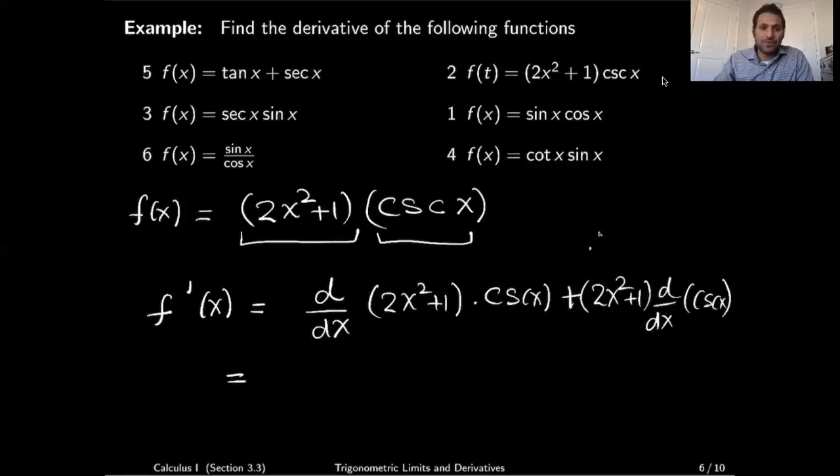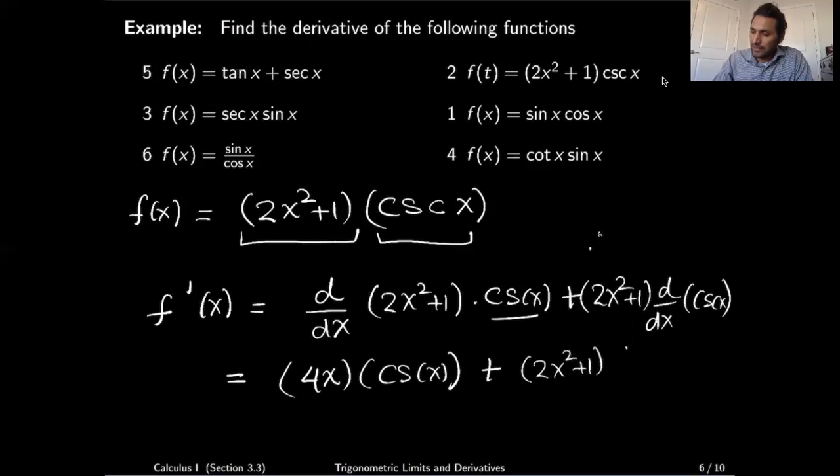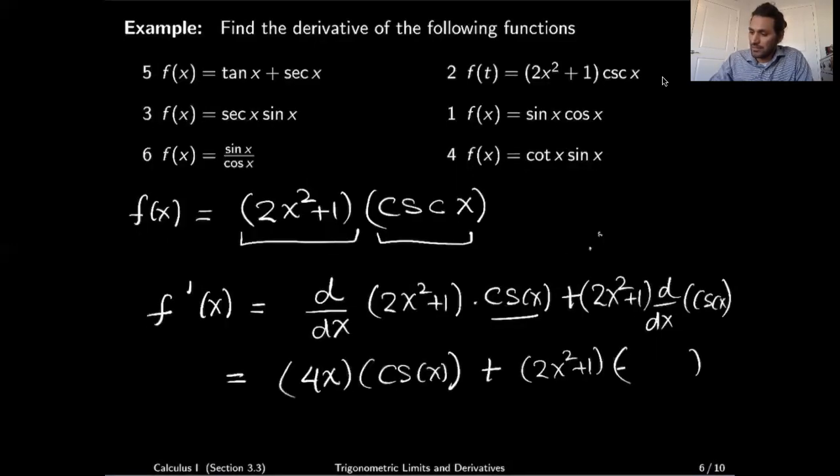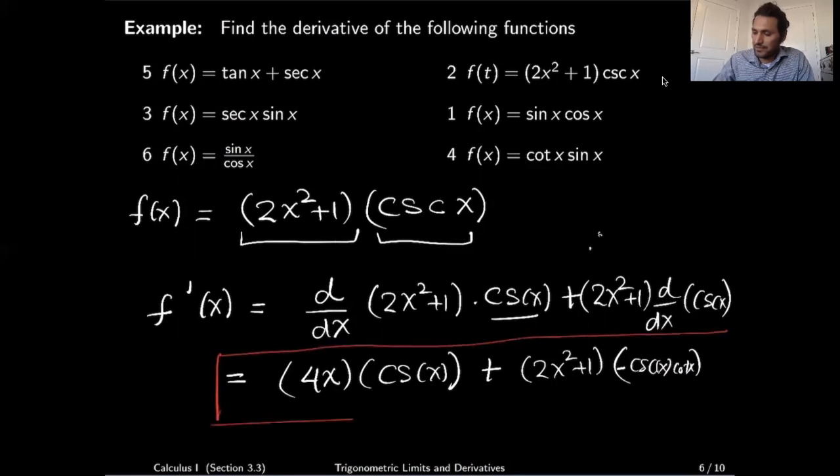So derivative of 2x squared plus 1 is 4x, and cosecant of x as it is, and then 2x squared plus 1 as it is, and derivative of cosecant x from the previous slide is minus cosecant x times cot x. So it's going to be minus cosecant x times cot x. So this is the final solution. You do not have to simplify, but if you would like, you can.